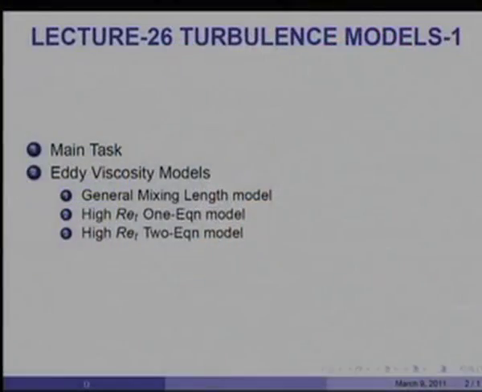So, I will explain what the main task of modeling is. I will take up the so-called eddy viscosity models, and in that there are three variants. One is called the general mixing length model, the second one is the higher Reynolds number 1-equation model, and the third is the higher Reynolds number 2-equation model. You will understand the meanings of these as we go along.